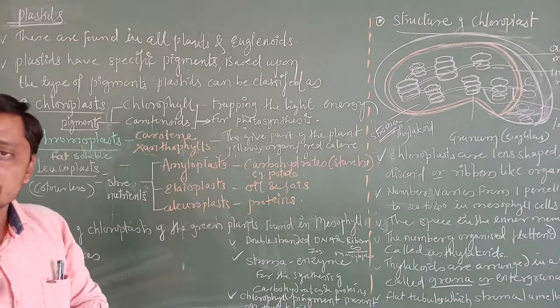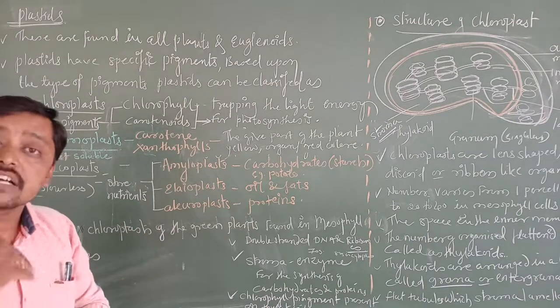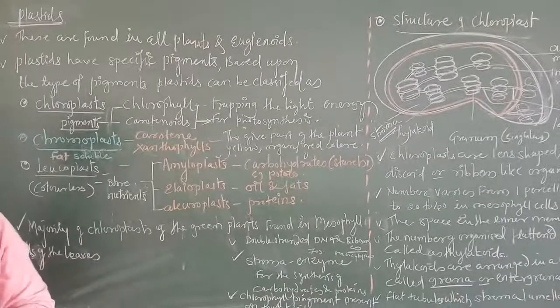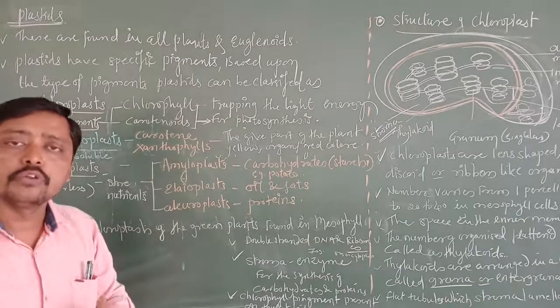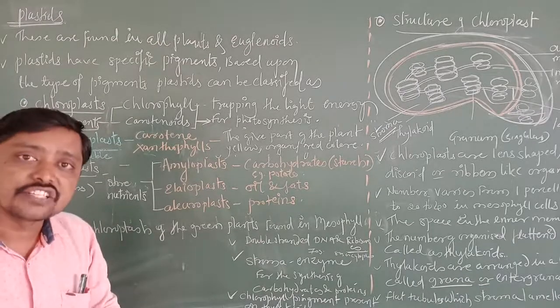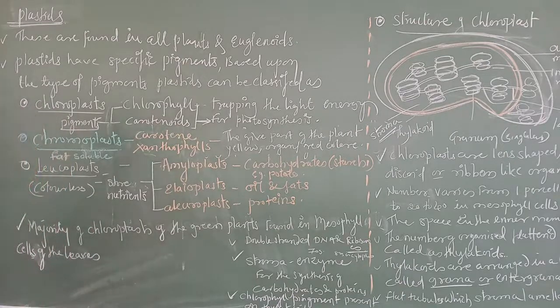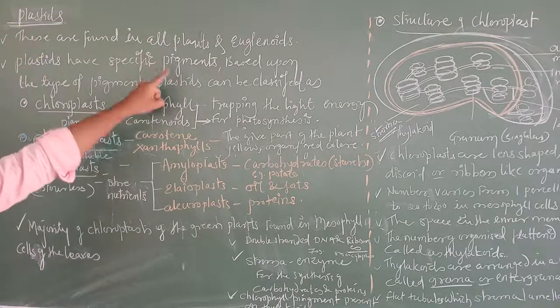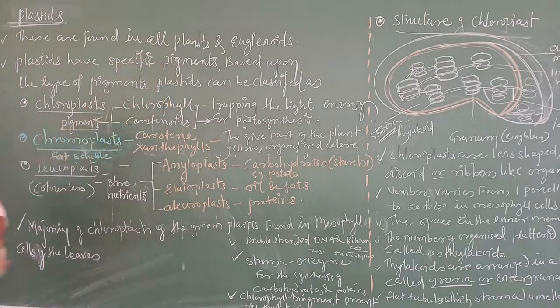Okay. Next point is these plastids consist of specific pigments, and based upon those specific pigments, they are classified into different types of plastids. Based upon the specific types of pigments, they are of three types. One is chloroplast, second is chromoplast, third is leucoplast. What I told you: chloroplast, chromoplast and leucoplast. And what else are you going to remember now? What are the different pigments?